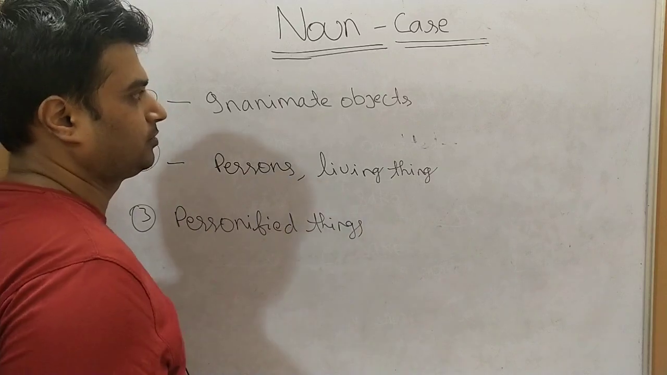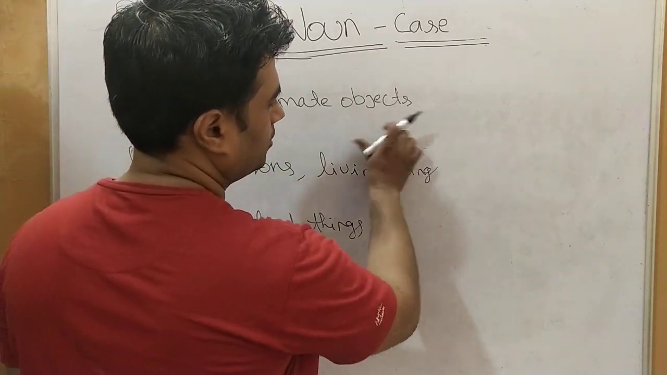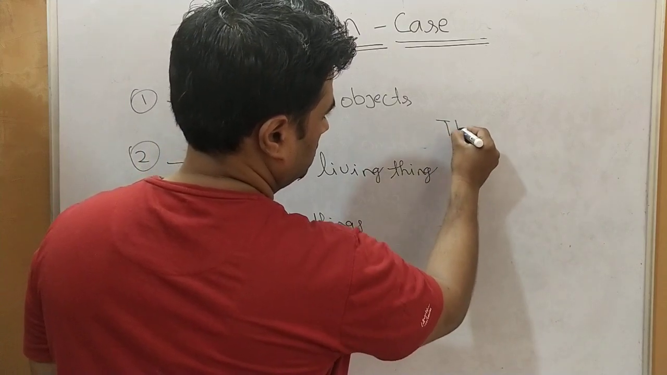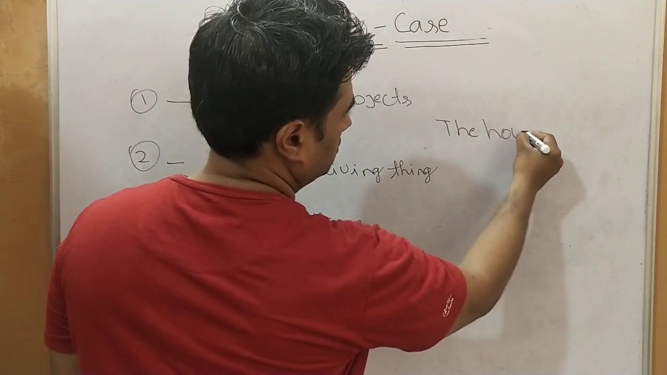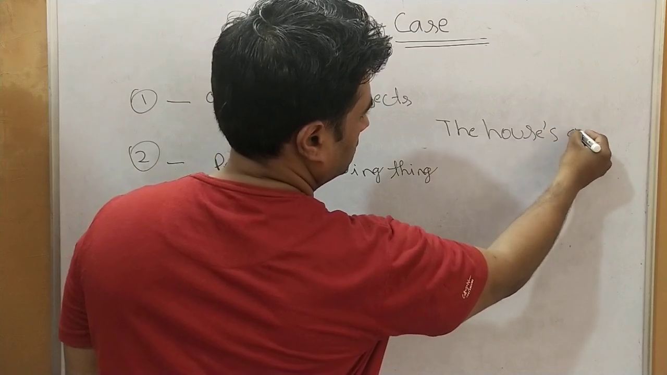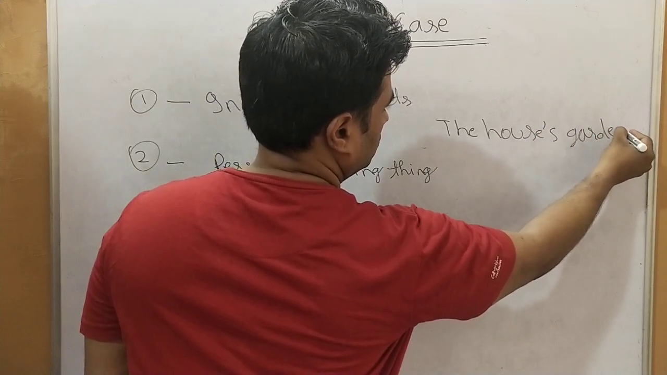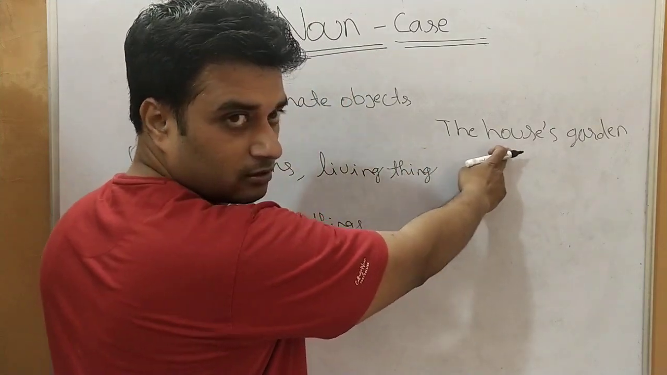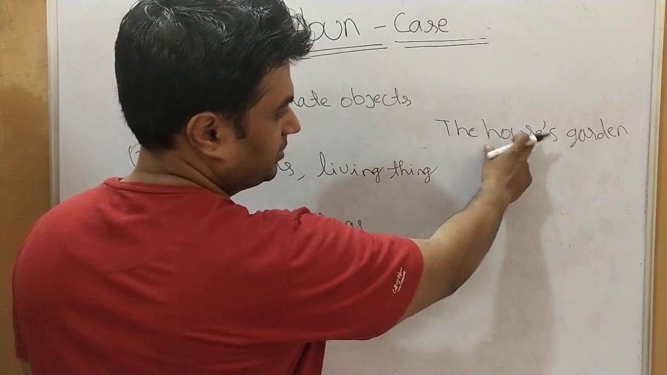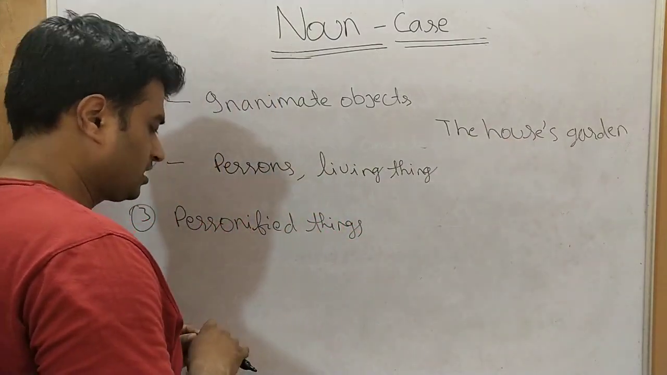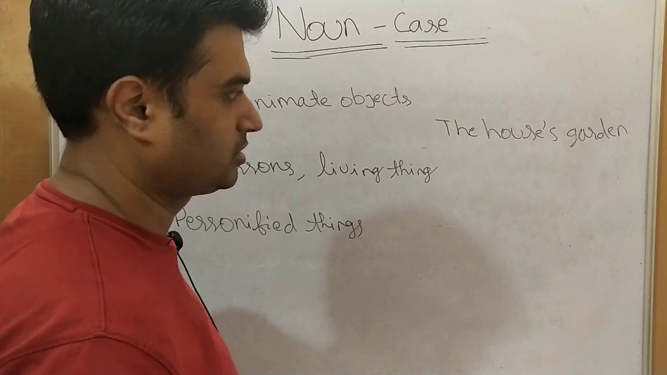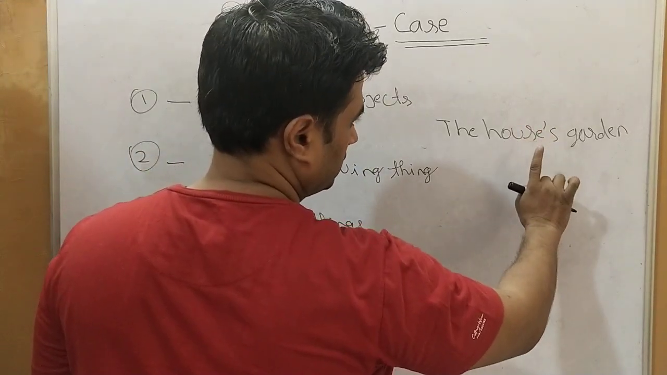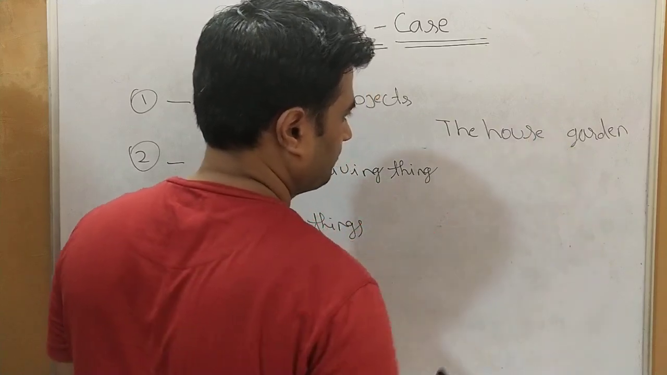For example, if I say the house's garden, it is incorrect. Why? Because the house is an inanimate thing, a non-living thing. With a non-living thing, only in very rare cases, as exceptions, do we use apostrophe S. So what is the way?